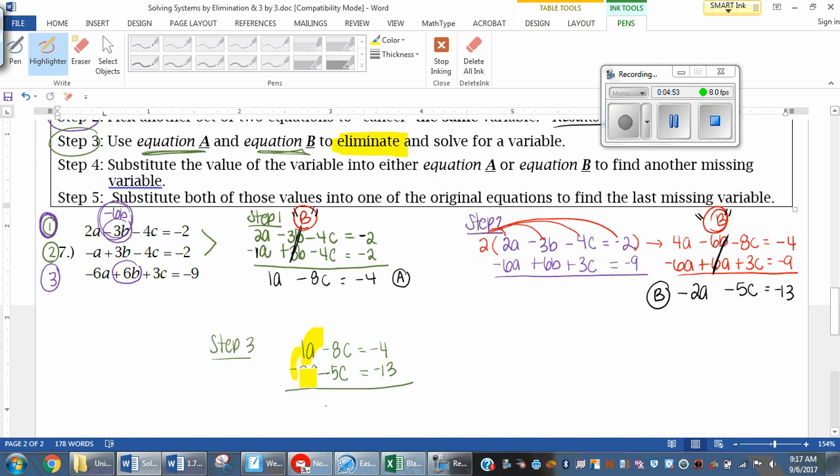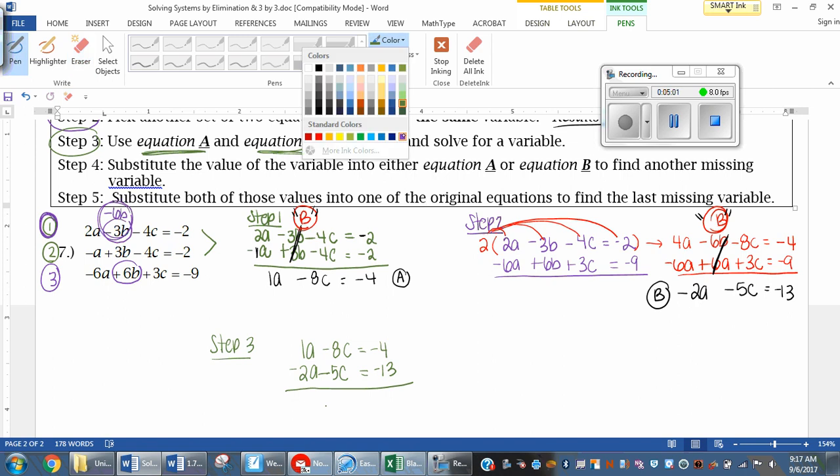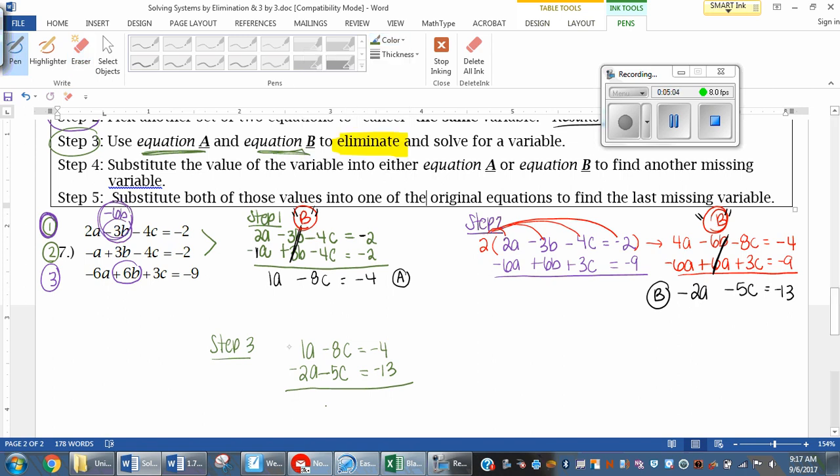Well, if we look at the a's, we can see that those are close enough to eliminate, but we're going to have to multiply the top equation by a 2, right? If the top one was a positive 2a and the bottom is already a negative 2a, those would eliminate as well. So 2a minus 16c, don't forget even the other side, is going to get distribute the 2.